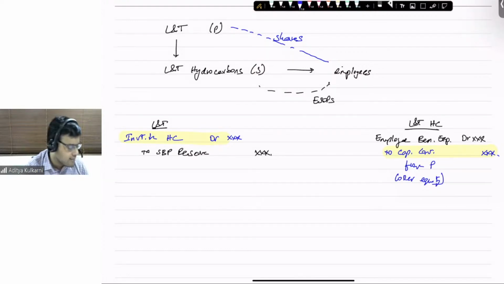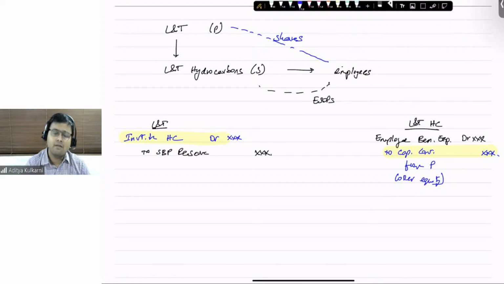Okay. So when the options are going to be exercised, hydrocarbons will not pass any entry. The subsidiary, because the shares will not come to it. Where will the employees go? Employees will go to Larsen and Toubro. L&T will pass the entry, SBP reserve account debit to share capital. No entry on exercise in the books of hydrocarbons.